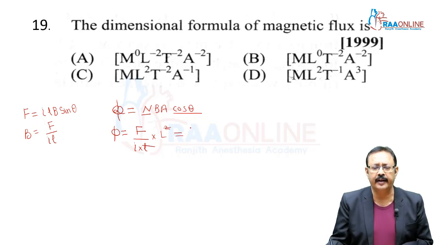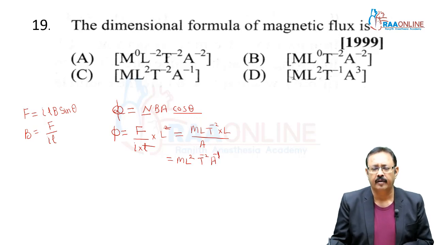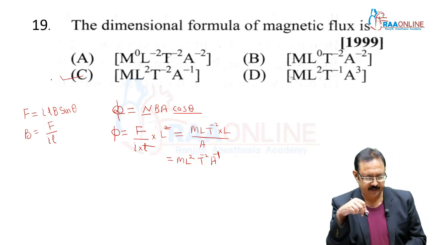So what are we getting? F is MLT minus 2, into L, divided by A. So we are getting ML2 T minus 2 A minus 1. So option C is correct.